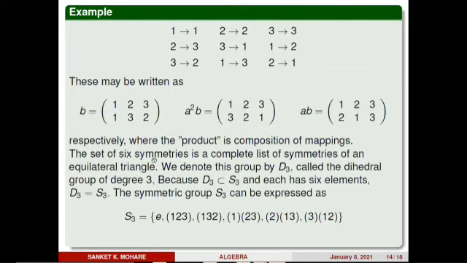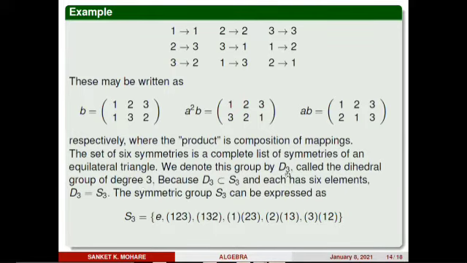The set of 6 symmetries is a complete list of symmetries of an equilateral triangle. These are E, A, AB, A square B, and A square. We denote this group by D3, called a dihedral group.